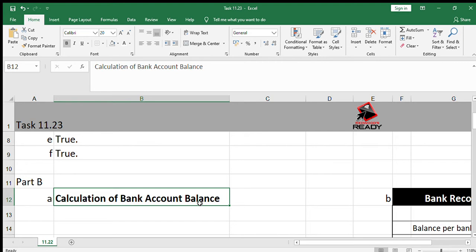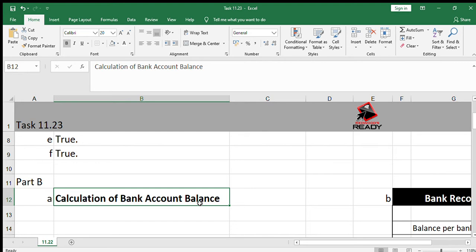Okay, now in part B, we have to do some calculations and answer some questions. So we've been given some balances, and in A, we have to calculate the correct bank balance in the ledger, similar to how we did in task 11.22. And in B, we have to prepare the bank reconciliation statement, so we're going to do that together.